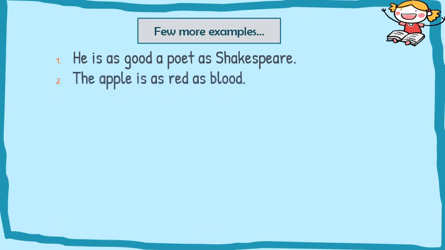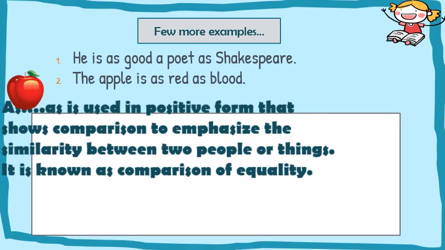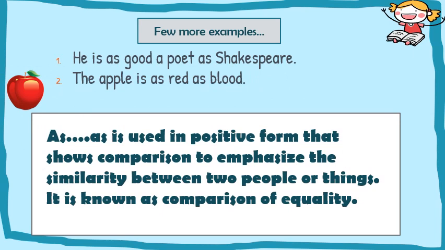Second, the apple is as red as blood. In this also, we are doing the comparison of equality. We are showing the similarity between the color of the apple and the color of blood. So here is a rule: as is used in the positive form to show comparison and emphasize the similarity between two people or things. It is known as comparison of equality.